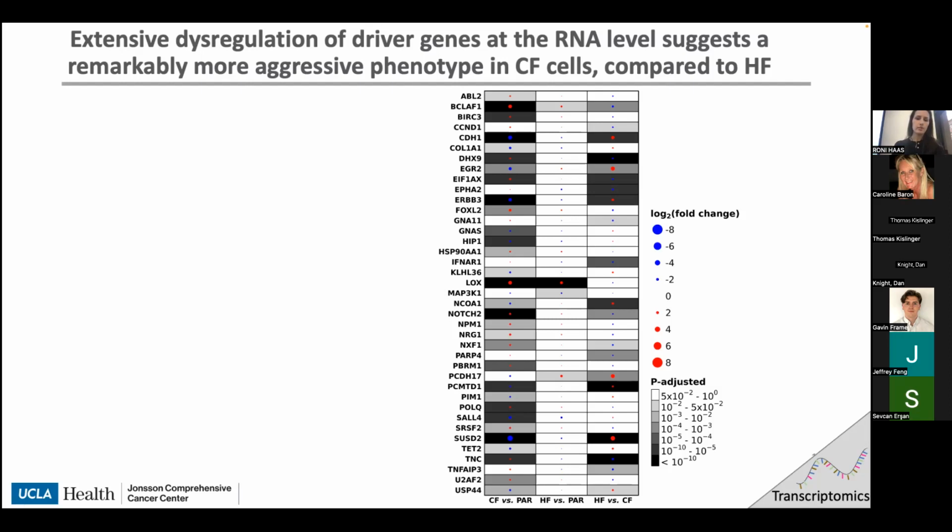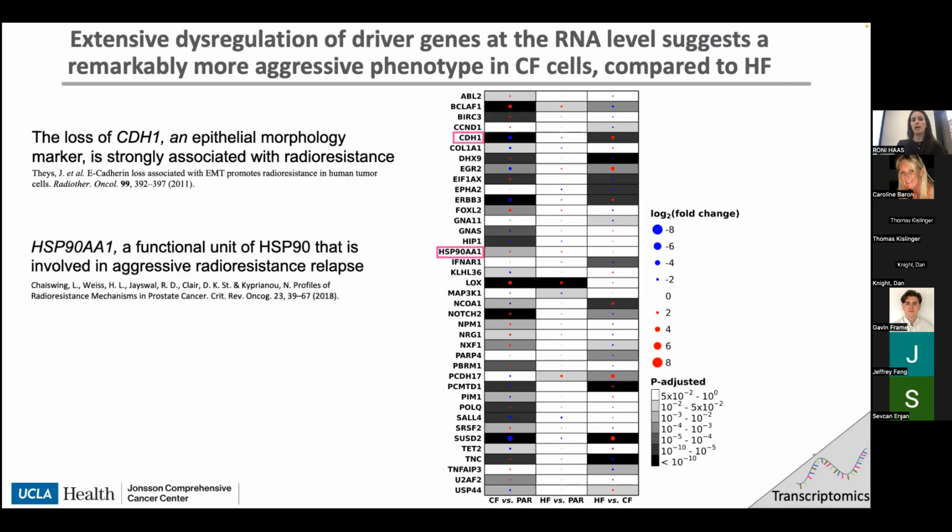What we can also notice is that there are several biomarkers for radioresistance known according to the literature that we also identified, like CDH1 and heat shock protein 90AA1. It is always a good control for our study that we also detected them here in CF cells.